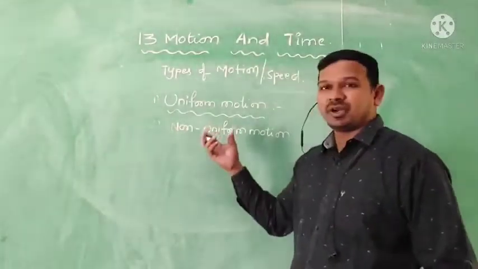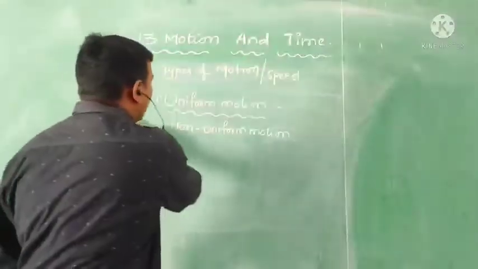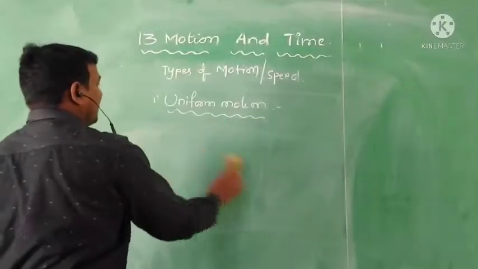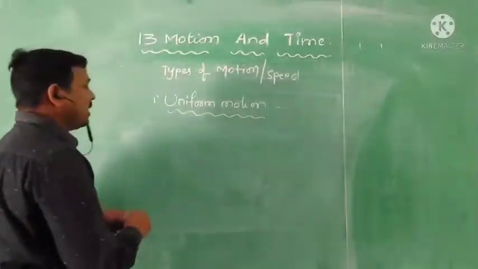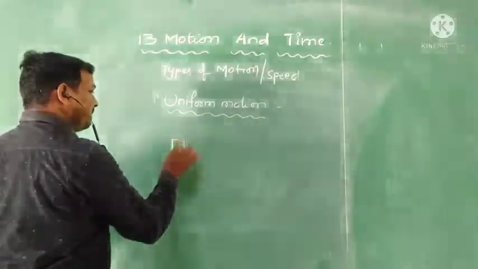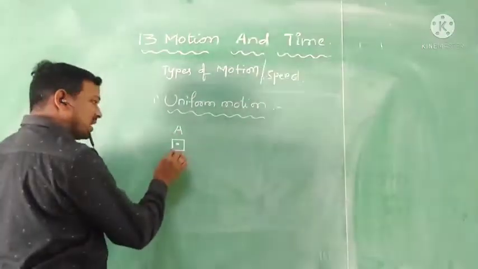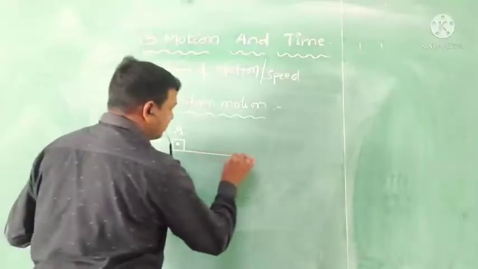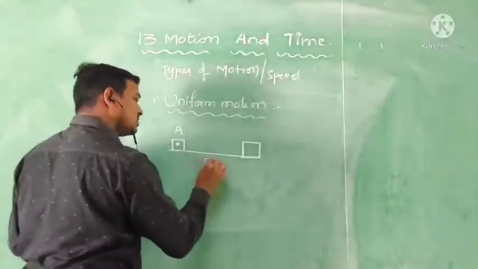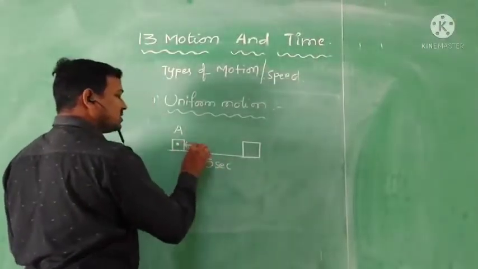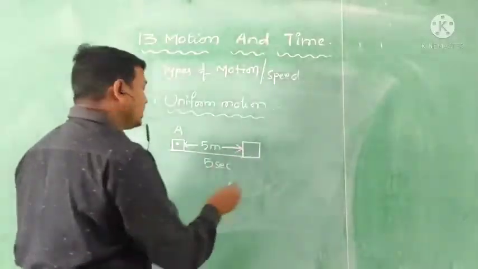Now we are going to discuss uniform motion. What is a uniform motion? How are we going to classify whether there is a uniform motion or not? Let's see. For example, a person started from the point A. After some time, he took 5 seconds to cover the distance of 5 meters. He reached the point B.